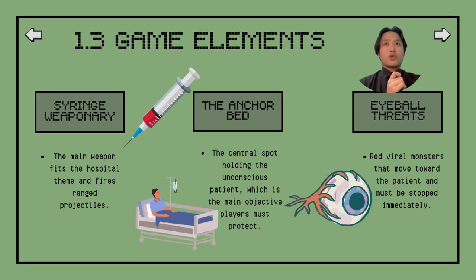Now for 1.3, which is our game elements. We have three: the syringe weaponry, the acrobat, and the eyeball threat. For the syringe weaponry, we use a syringe as the main weapon because it fits the hospital theme and can be fired as a long-range projectile. The acrobat is a central holding spot for the unconscious patient, which is the main objective the player must protect. And lastly, the eyeball threat, the red viral monster that flies toward the patient and must be stopped immediately.